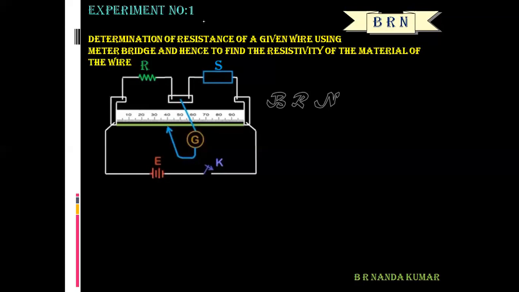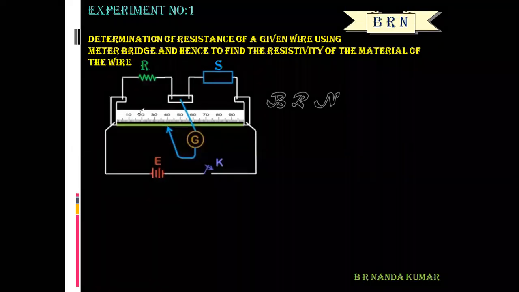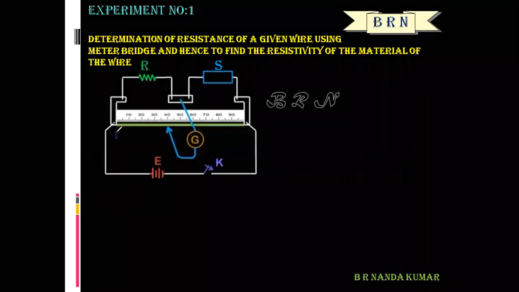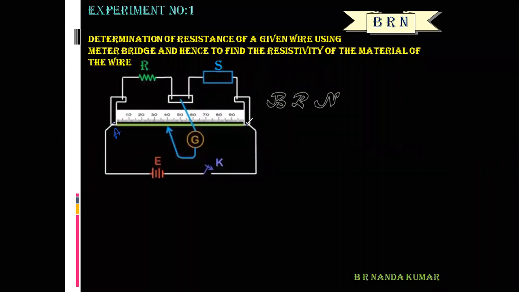Here this is point A. This one is point C. This is point B. This is point D. A cell and plug key are connected across A and C. A galvanometer and sliding contact are connected between B and D.